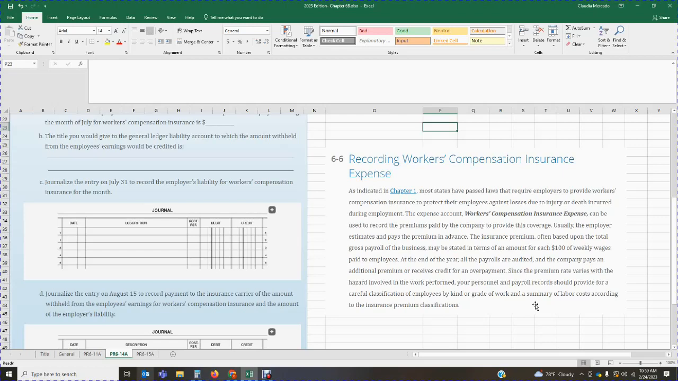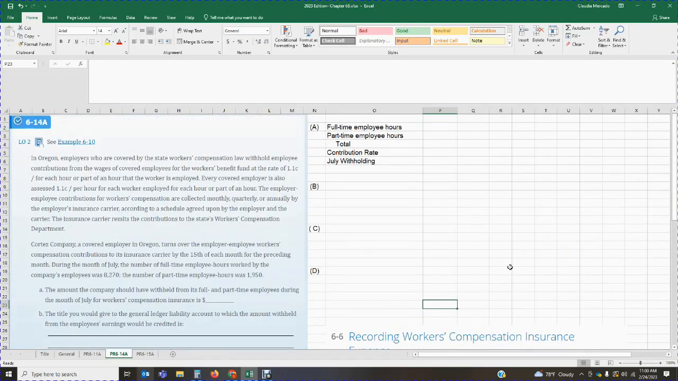At the end of each year, all of the payrolls are audited and the company pays an additional premium or receives credit for an overpayment. So once a year, the account is brought up to current status, and adjustments are made. If we owe additional monies, that's when we pay them, or if we overpaid, then we receive a credit back. Since the premium rate varies with the hazard involved in the work performed, your personnel and payroll records should provide for a careful classification of employees by kind or grade of work and a summary of labor costs according to the insurance premium classifications. The more hazardous your job, the higher your premium, basically.